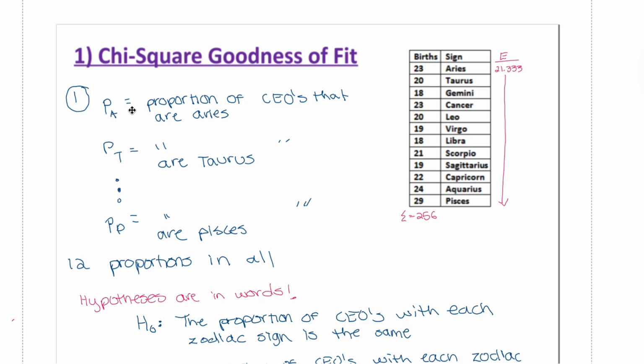investigate. So the probability, not probability, but p sub a is the proportion of CEOs that are Aries, and so on. I didn't label all of those. I didn't write out fully for 12 proportions, but you can do a little shorthand right here. The expected value is what we're trying to find.